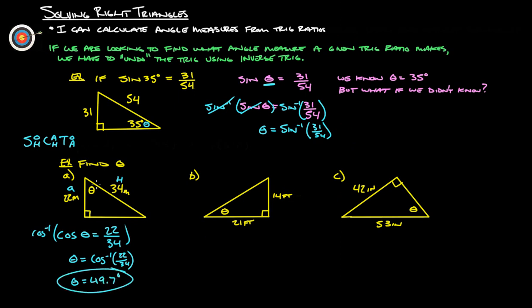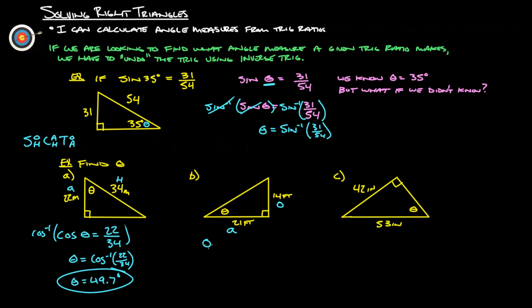Okay, so that's what this angle here has to be if this is the ratio of the two sides. Okay. On B here, let's see, here's our angle. We don't know the hypotenuse, but we do know the adjacent, and we do know the opposite. So opposite and adjacent is tangent.